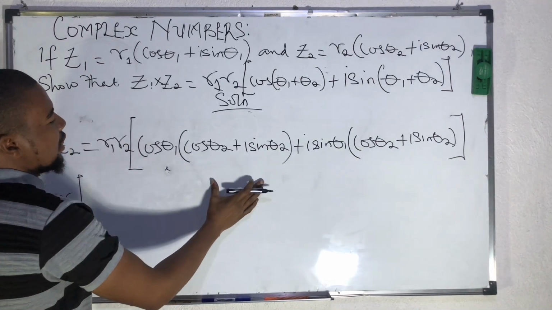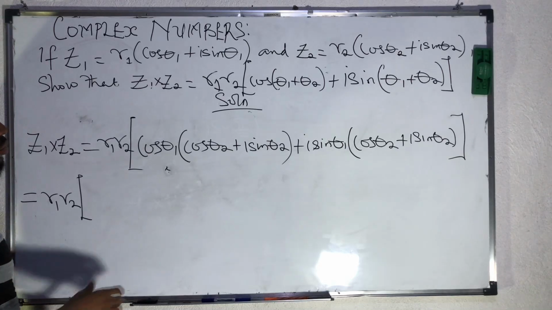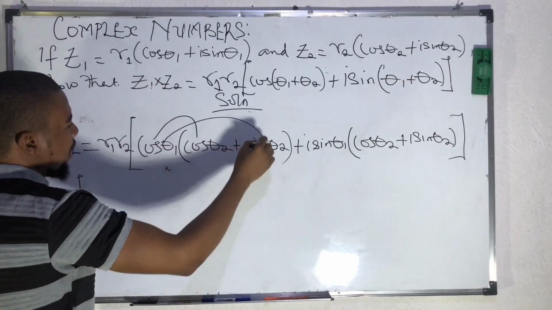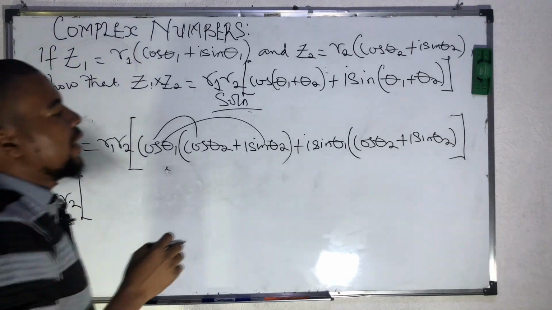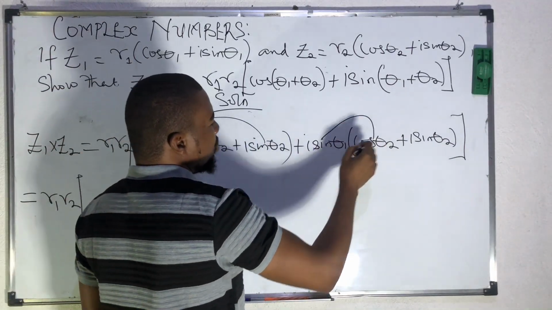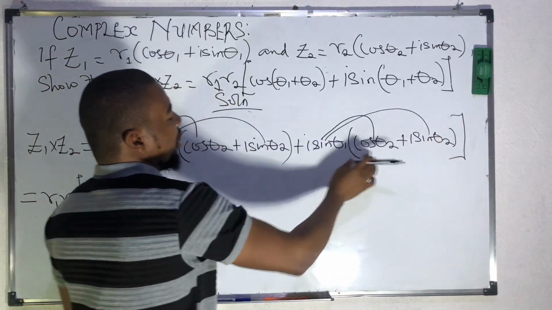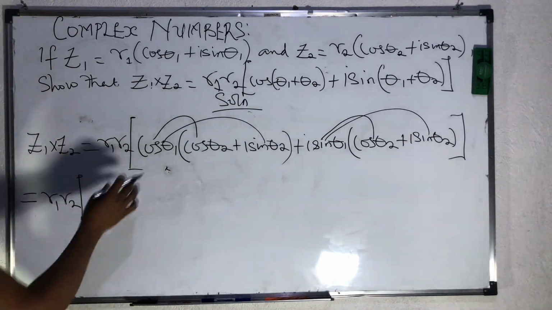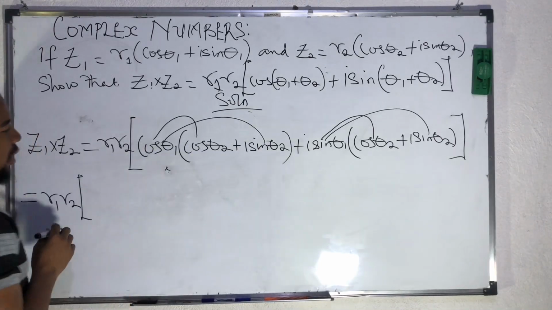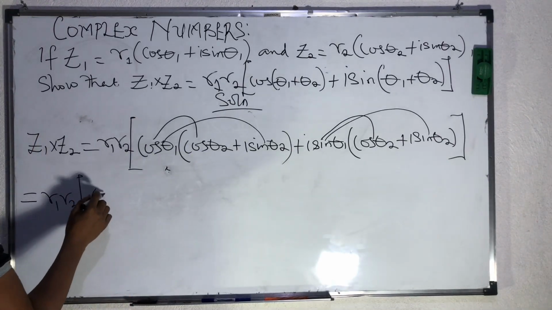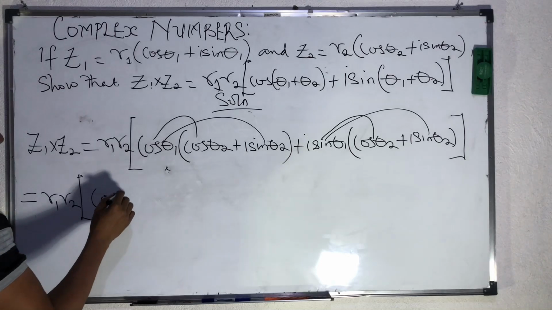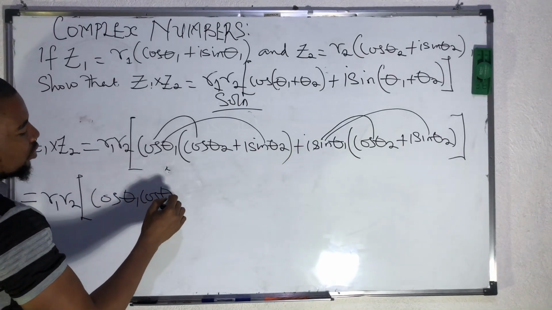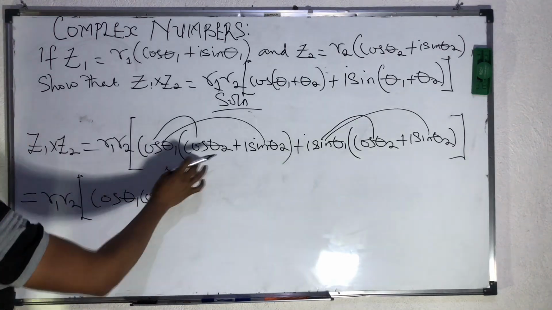The reason why we did this is so that it's going to be easier for us to multiply out. So we shall use cos theta 1 to multiply everything in this bracket for the first one. Then we use i sine theta 1 to multiply everything in the second bracket. Now let's perform the operation. Cos theta 1 times cos theta 2 would give us cos theta 1 cos theta sub 2. We just multiply the two of them.